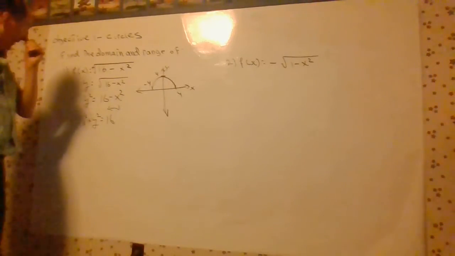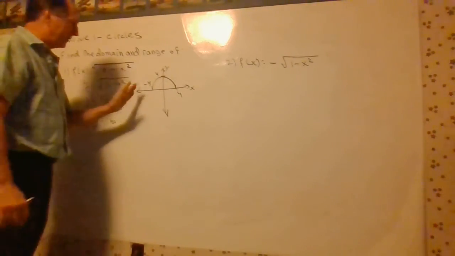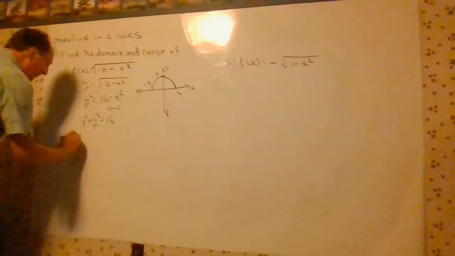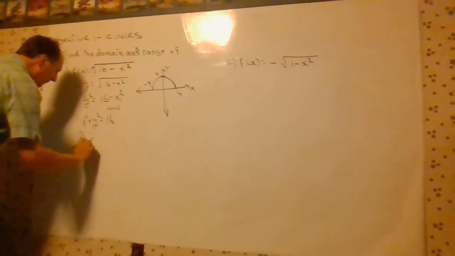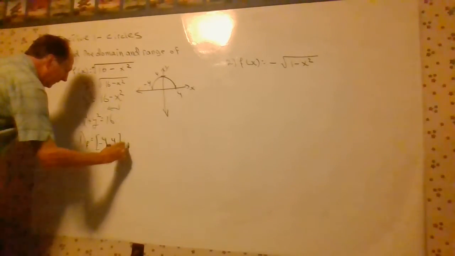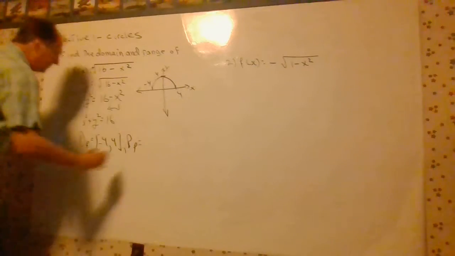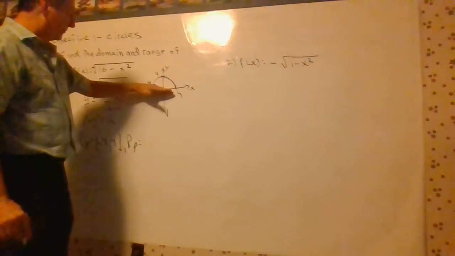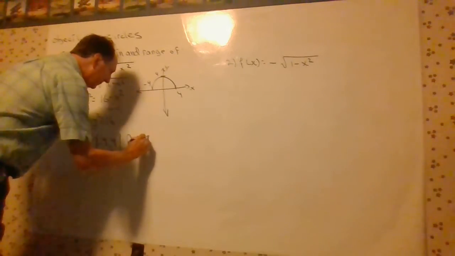Now, as far as the domain and the range, domain is the set of all x values. X goes from negative 4 to 4. So the domain of f is from negative 4 to 4. And the range of f, range is by definition y values. Y starts at 0 and goes up to 4.